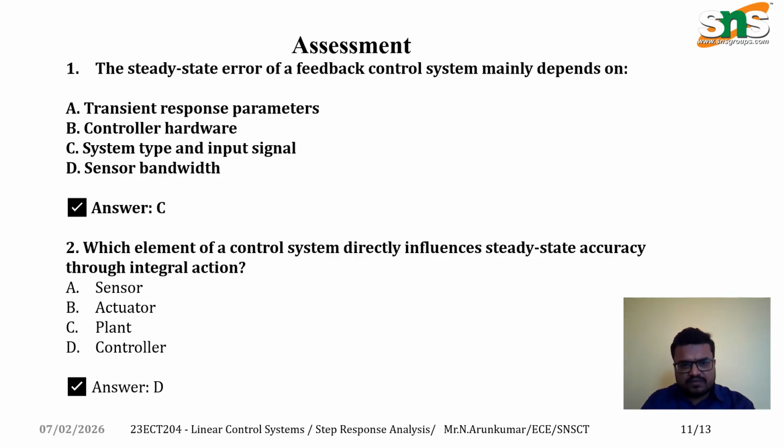Assessment. The steady state error of a feedback control system mainly depends on transient response, controller hardware, system type, or sensor bandwidth. The answer is C, system type. And the next one: which element of a control system directly influences the steady state accuracy through interaction? Option A sensor, option B actuator, C plant, and D controller. The answer is D, controller, because the controller defines the exact output of the system.